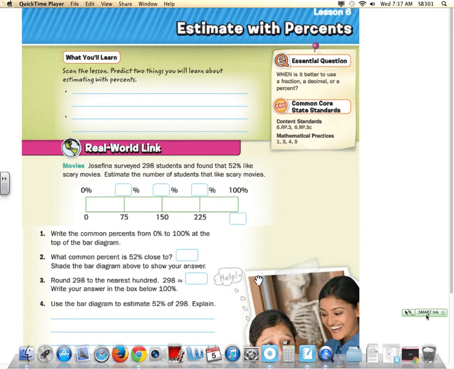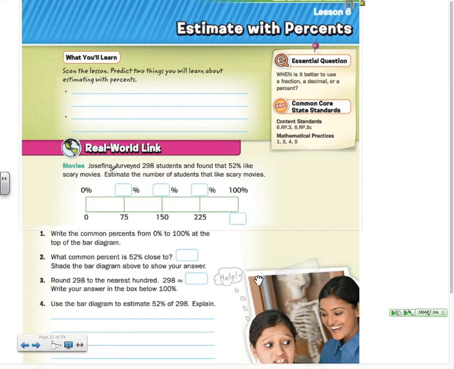Josephina surveyed 298 students and found that 52% like scary movies. Estimate, there's the important word. We're just using rounding. Estimate the number of students that like scary movies. Okay, so let's look at the numbers that they give to us in this problem. We have 52% and 298 students. So what I'm thinking is I have to figure out what is 52% of 298.